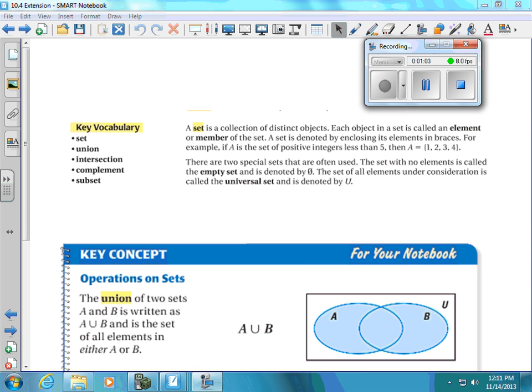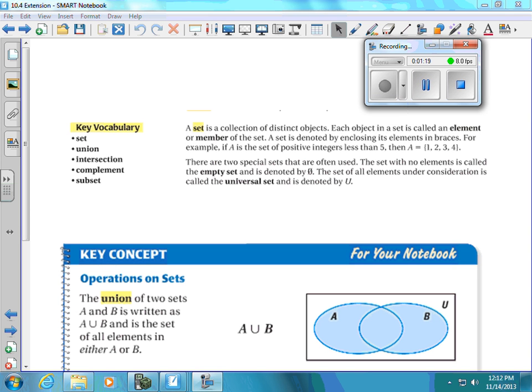For example, if A is a set of positive integers less than 5, then A is {1, 2, 3, 4}. And they have little brackets, not parentheses, they're the little brackets. We'll draw those as well. We'll practice in here in a minute.